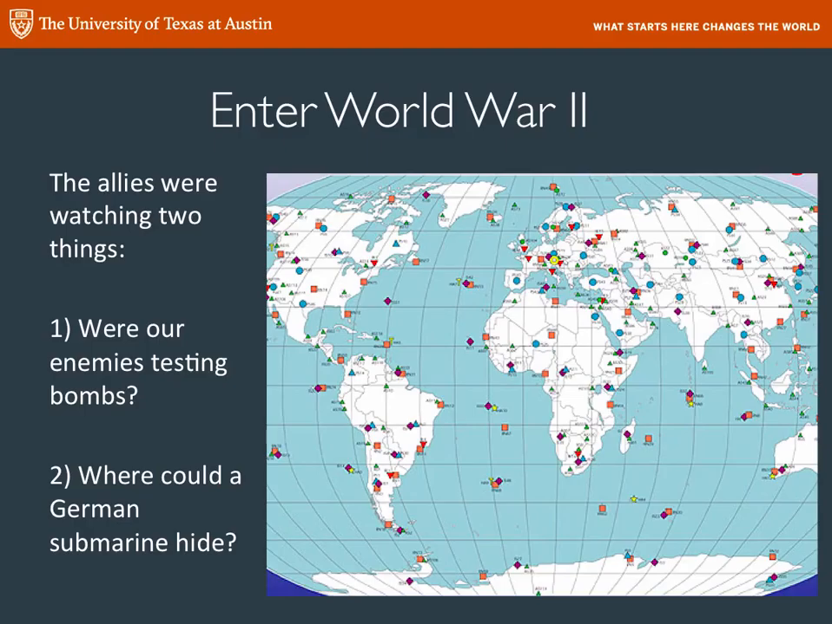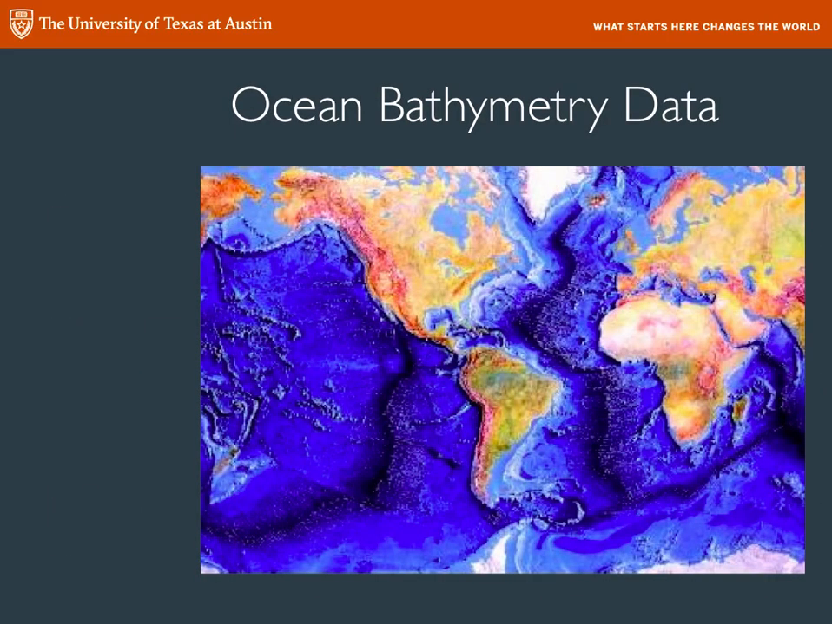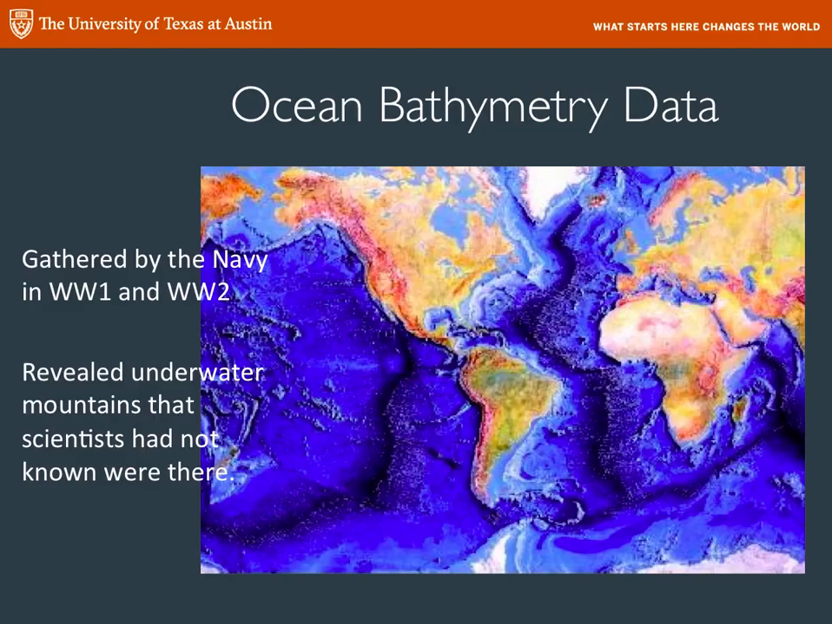They were also looking for where German submarines might hide, and in order to search for what might be happening on the ocean floor, they began to do bathymetric studies, that is, the studies of depth from the ocean surface down to the ocean floor. It had originally been thought that the oceans were just flat, but as they started to gather bathymetric data during World War I and World War II, they discovered these vast underwater mountain ranges that they didn't know existed. And these vast mountain ranges, as we know now, are mid-ocean ridges. The scientists didn't know what they were then, but they were very interested.